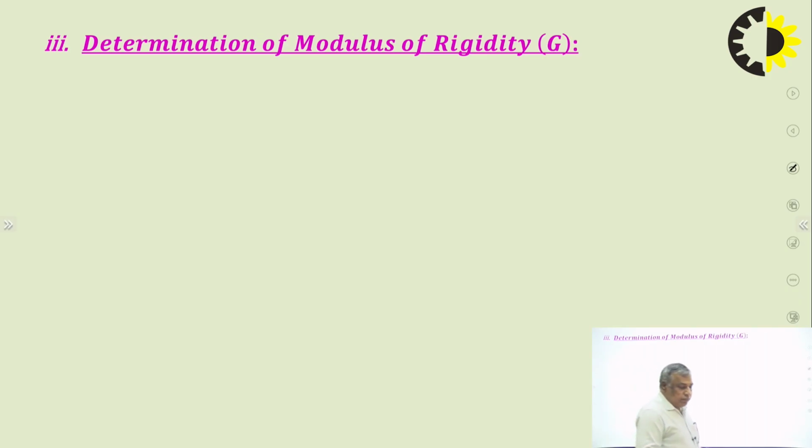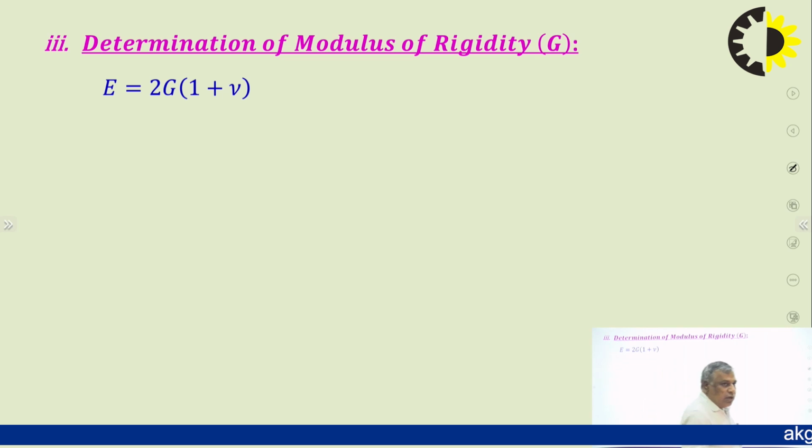Now we have determined the modulus of elasticity and Poisson ratio, and we have to determine the modulus of rigidity. Very simple. We just use the relation we have already established between modulus of elasticity and modulus of rigidity. So the relation is E is equal to 2G into (1 plus nu). In this relation, E is known, that is modulus of elasticity we have just established. Nu we have determined in the very first step, so G can be easily found out.